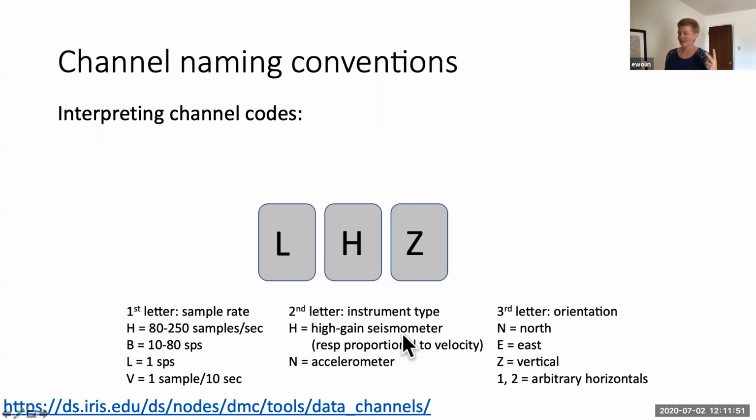The second letter tells you your instrument type. So I saw in the tutorial from last week, we were working with both velocity sensors, so broadband sensors, and some accelerometer data. So that middle channel code was an N instead of an H. And then of course the third letter tells you your orientation: north, east, vertical, or horizontals with some specified orientation.